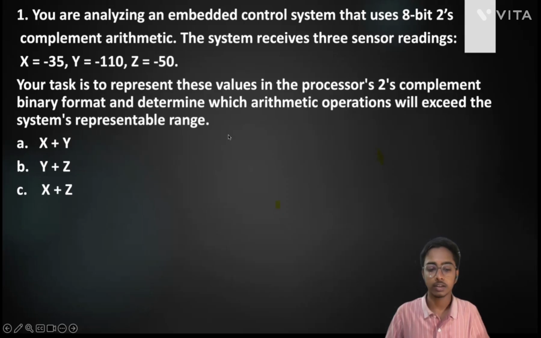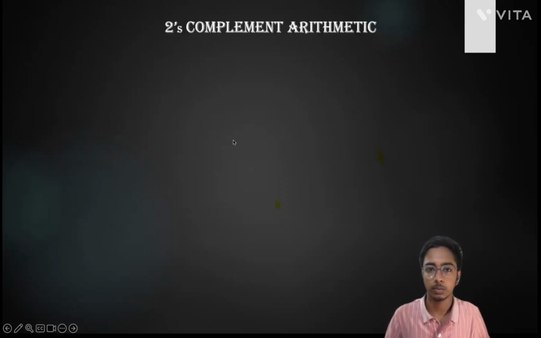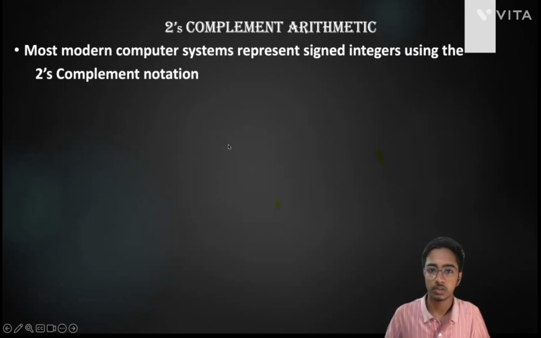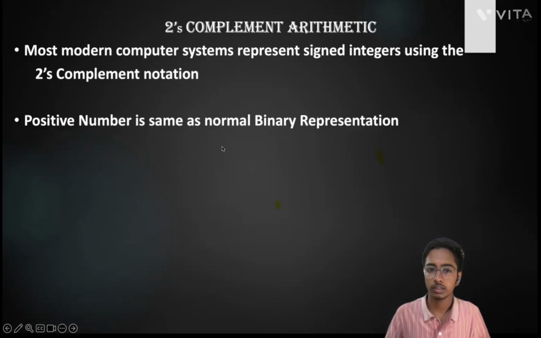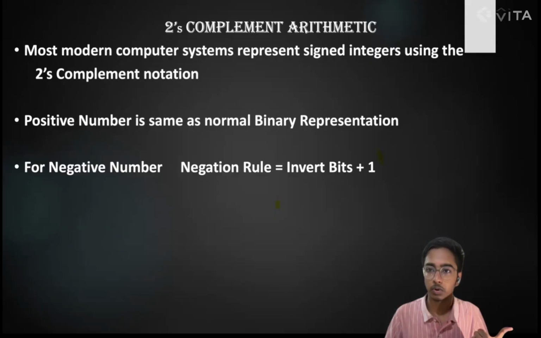Okay, let me give a quick brief about 2's complement arithmetic. Most modern computer systems represent signed integers using 2's complement notation. A positive number is the same as the normal binary representation. And while representing a negative number, first we take the positive number, represent it in binary, then invert the bits, and then add one. Following these steps, we get the representation of the negative number.